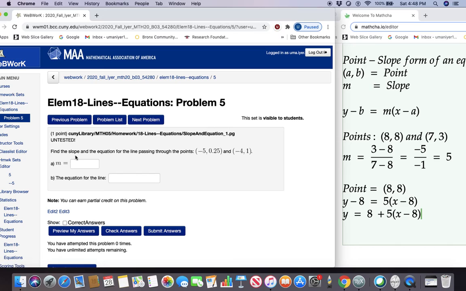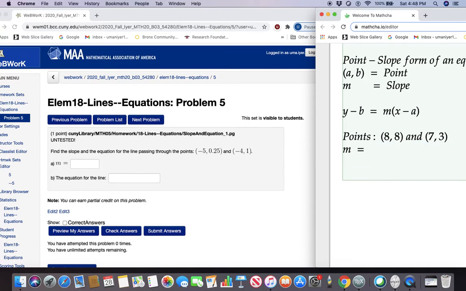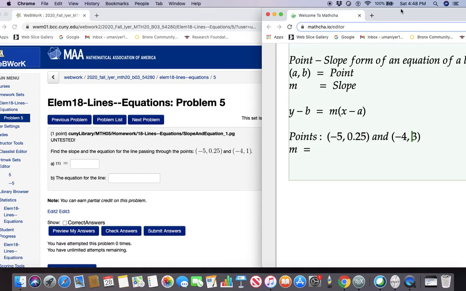Next problem. Find the slope and equation of the line passing through these 2 points. They probably should tell you what kind of equation. I suspect slope-intercept form. All right. So slope, you know exactly how to find. Let's write down the points here. Points are negative 5, 0.25 and negative 4 and positive 1.